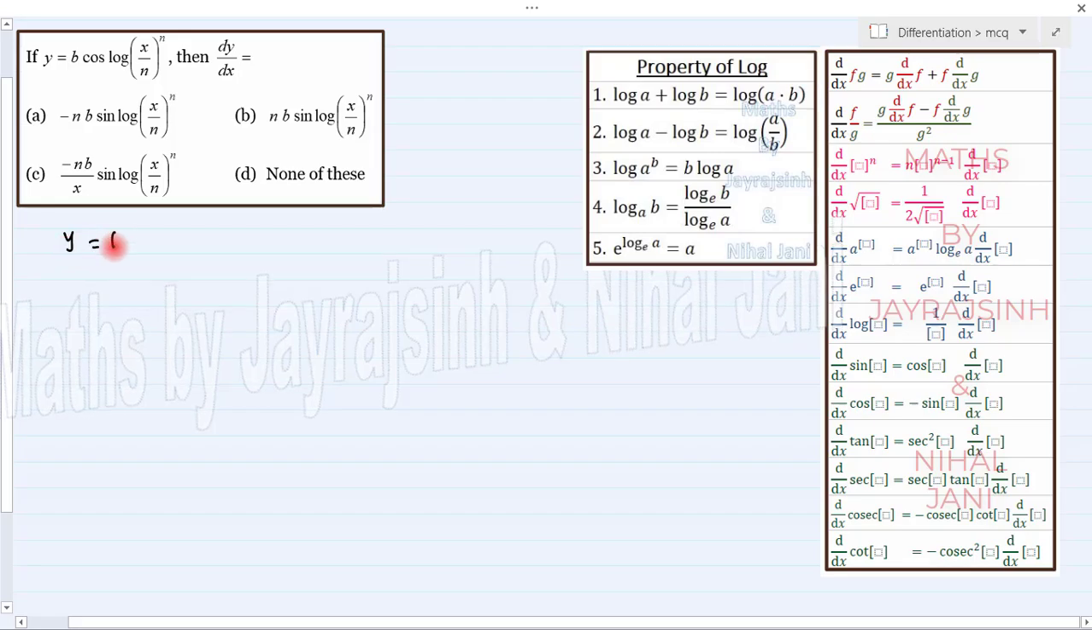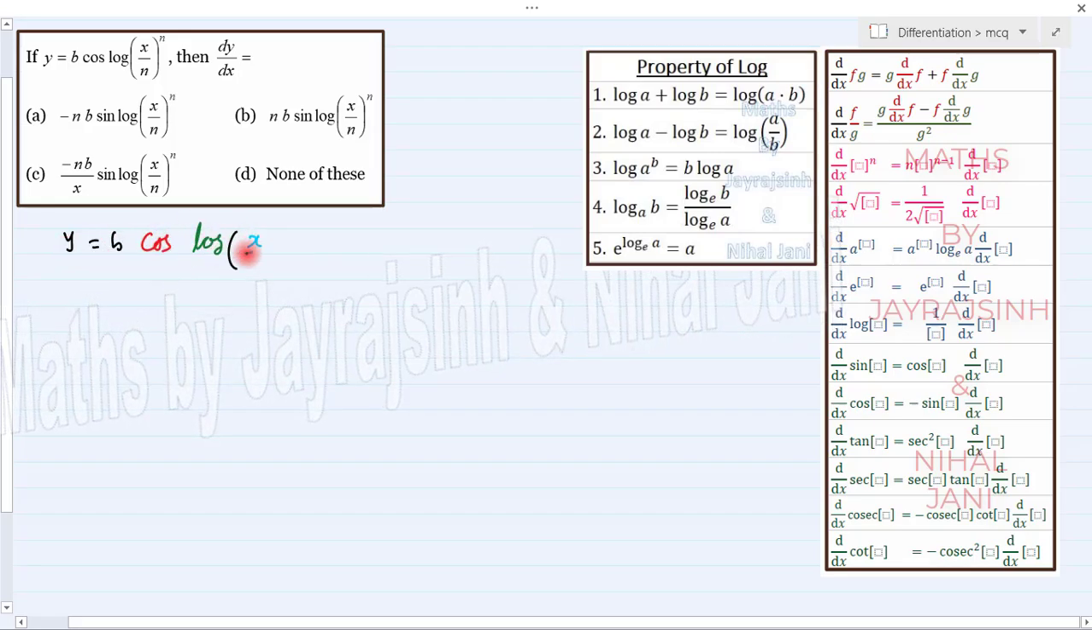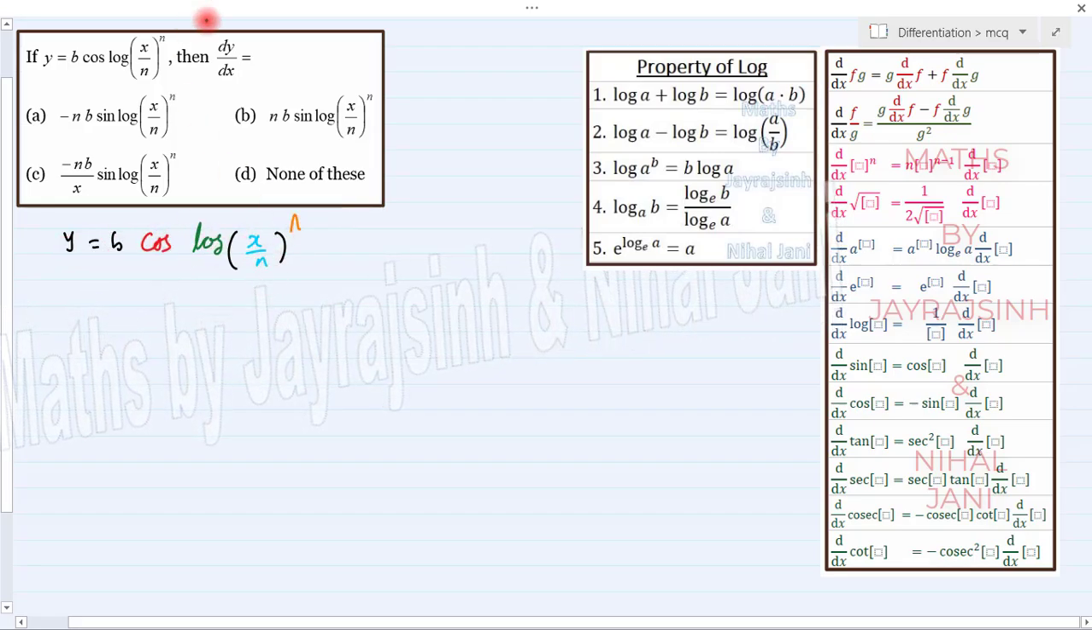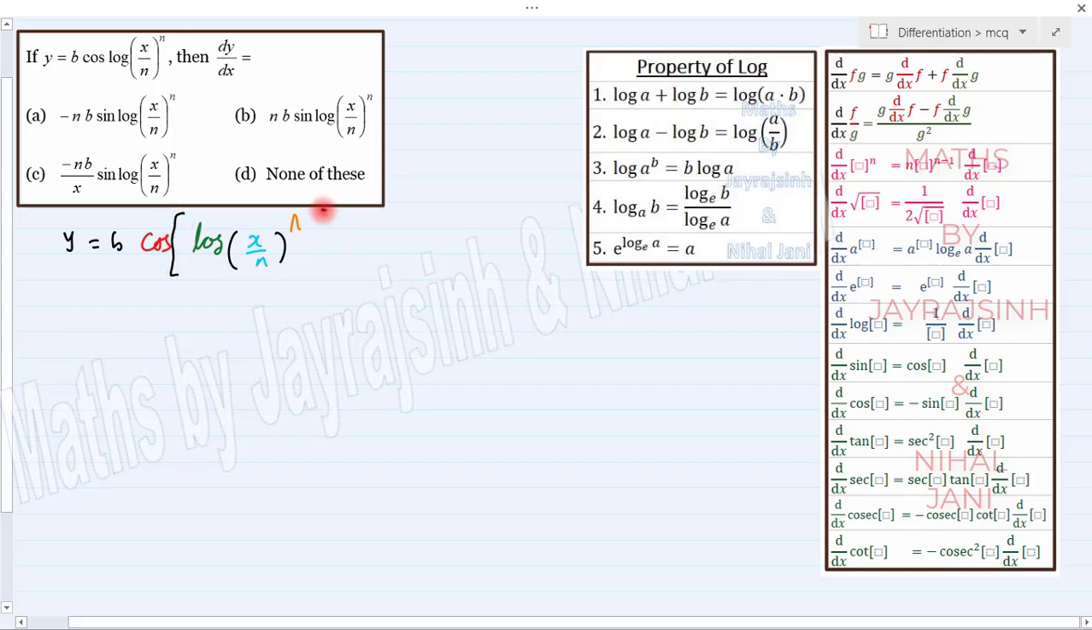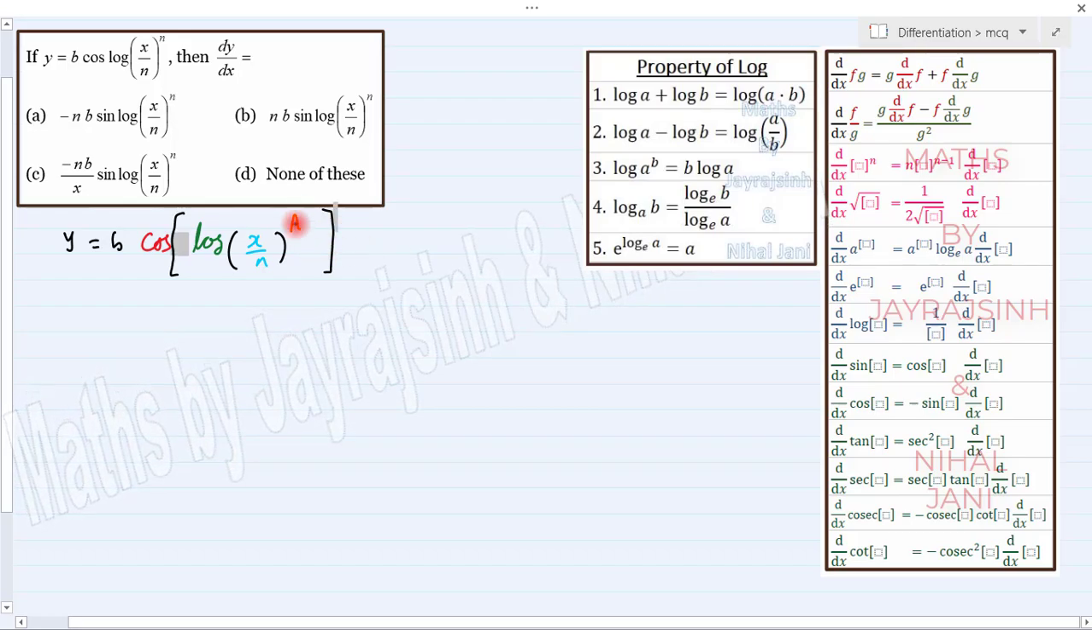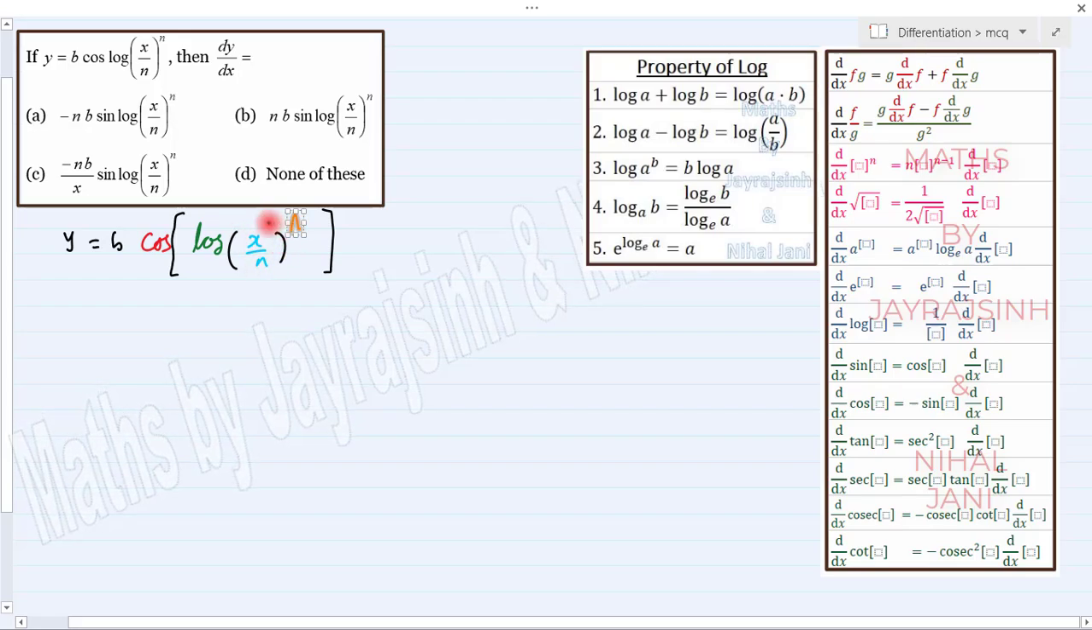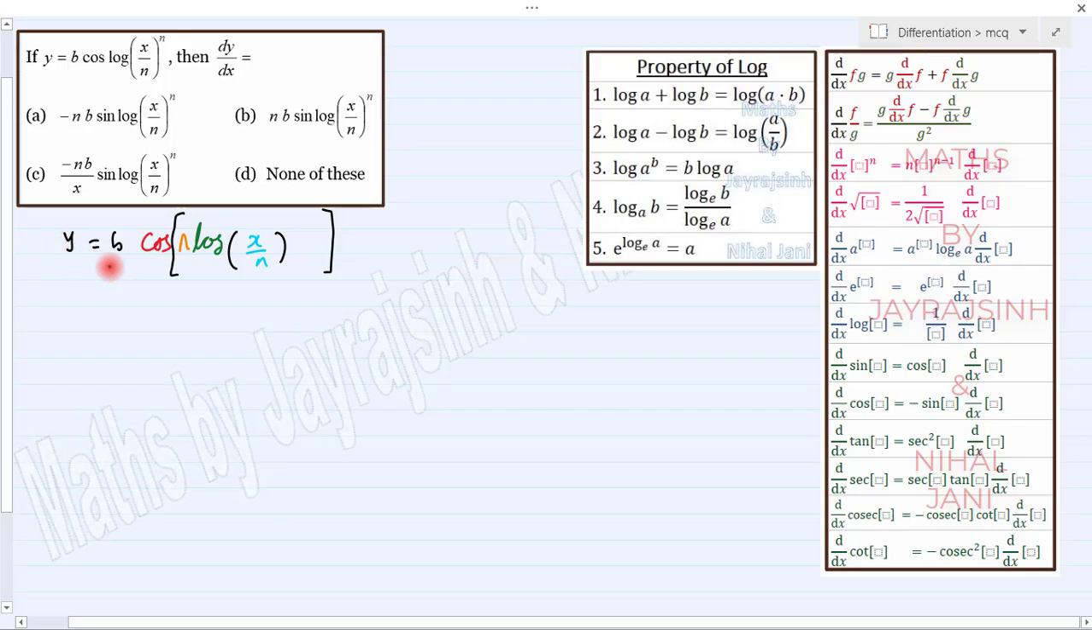If y is equal to b cos log x minus n raised to n, then we have to find out dy by dx. Now, before we go for differentiation, let's apply the property of log. Within the cos, we have log x by n raised to n. According to property, we can say this n, which is power in the x by n, will go within the multiplication of log. So now we have y is equal to b cos n log x by n.